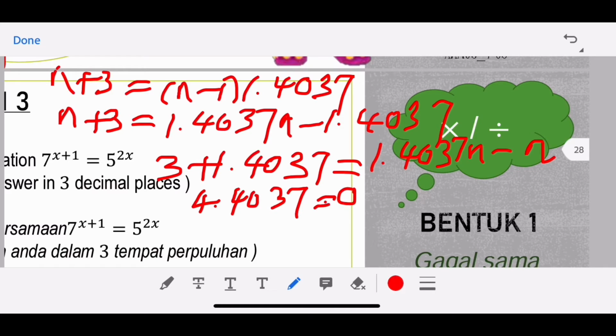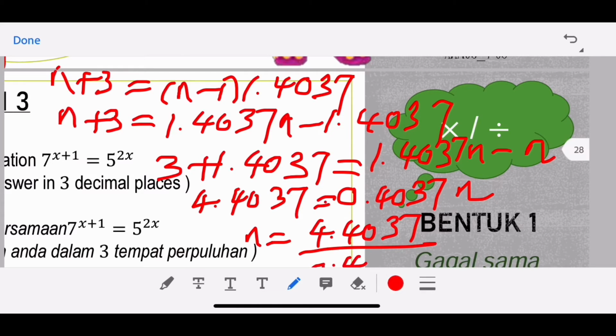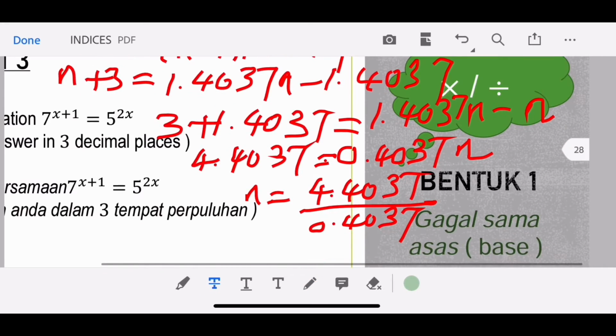Okay, 4.4037 equal to 0.4037n. Okay, so then you take 4.4037 divided by 0.4037, and then your n must be written in 3 decimal places according to the instruction of the question, right? So you see the answer say you must write your answer in 3 decimal places.